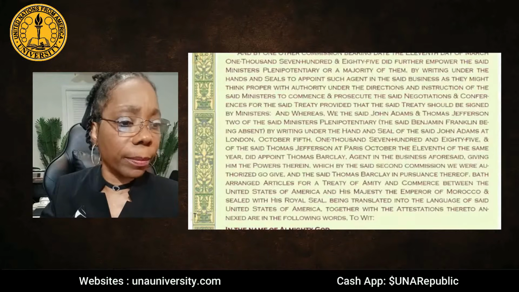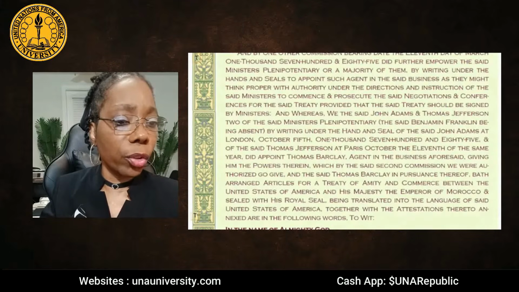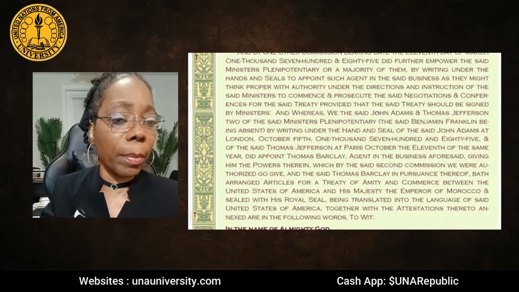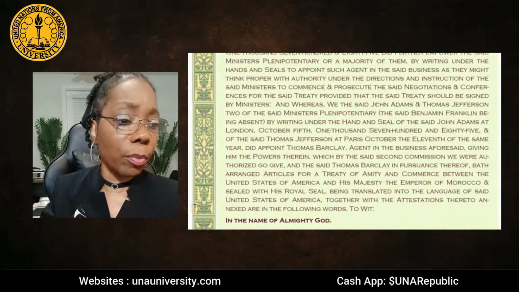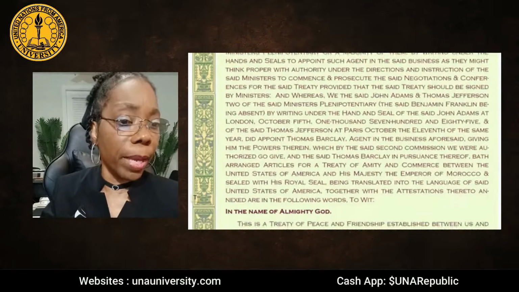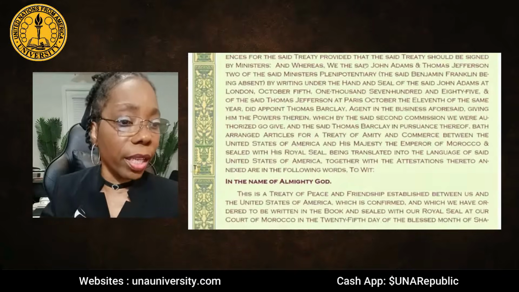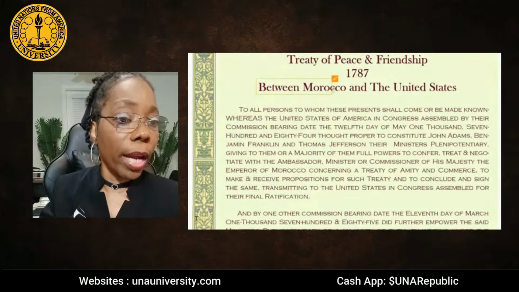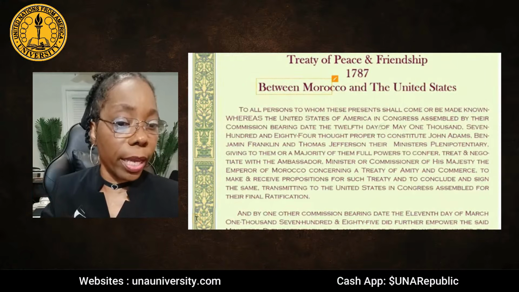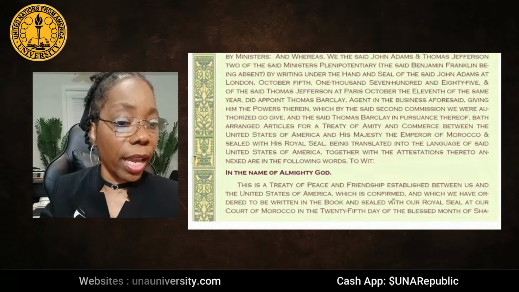I want to get to this. This is a treaty, peace and friendship, established between us and the United States of America. Who is us? Us is Morocco. Hold on. Let me make sure we're clear on this. Us is Morocco. That's all it says right there, Morocco. But us is Morocco, as it's stated at the top, between us and the United States of America, which is confirmed, and which we shall have ordered to be written in the book and sealed with our royal seal at our court of Morocco.